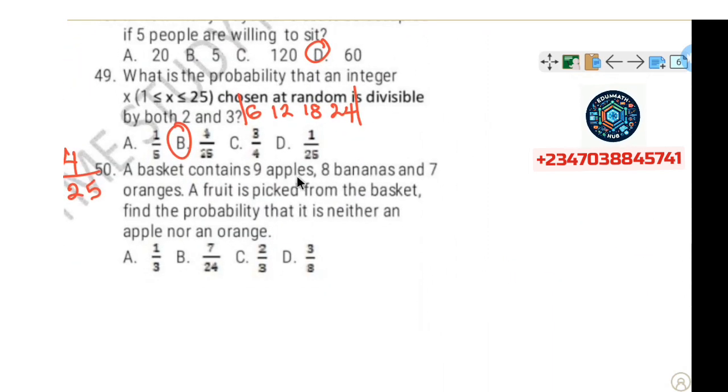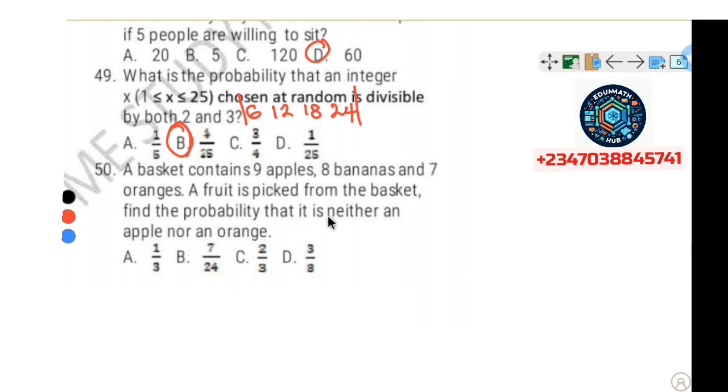Then a basket contains 9 apples, 8 bananas, and 7 oranges. So you have to find, if a fruit is picked from the basket, the probability that it is neither an apple nor an orange. So it's very, very straightforward. Since it is neither, you can see the word neither. So you have apples, bananas, and oranges in the bag. So what is being picked? You are told that it is not an apple and it's not an orange. So that means it's a banana.